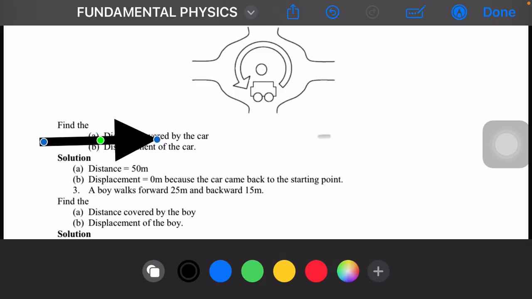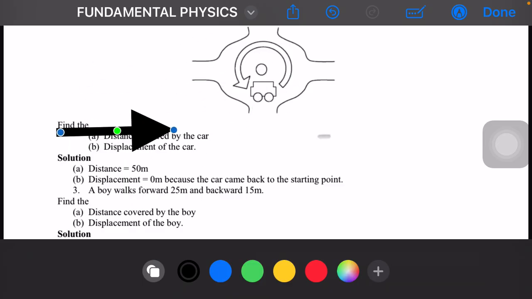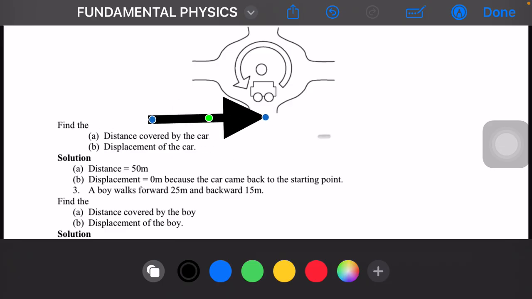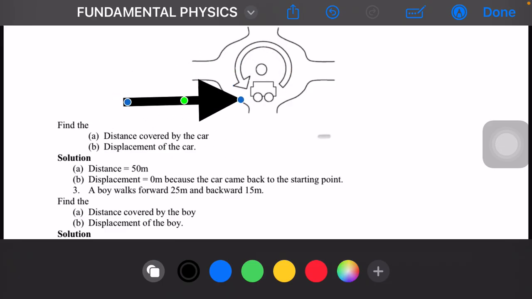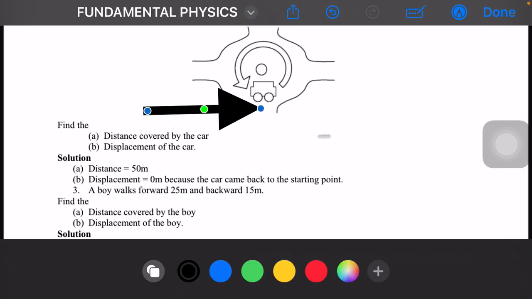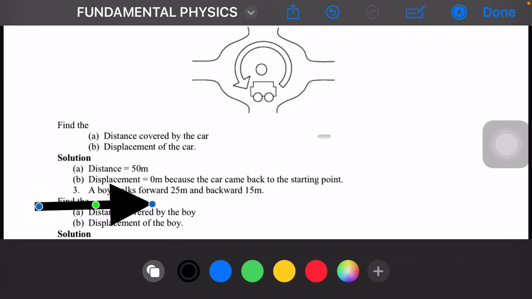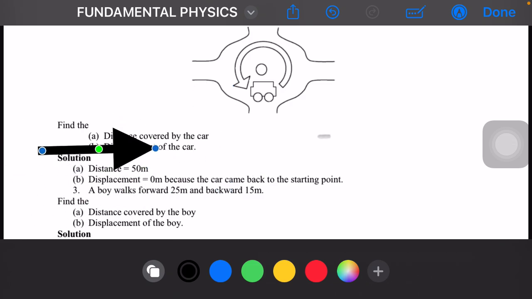If an object starts from A and goes around and around, it doesn't matter how many times, as long as it returns back to its starting point, the displacement will always be 0. Why? The principle of the number line. You have a positive and a negative, and when the numbers are the same and you subtract them, you get 0. That's why.